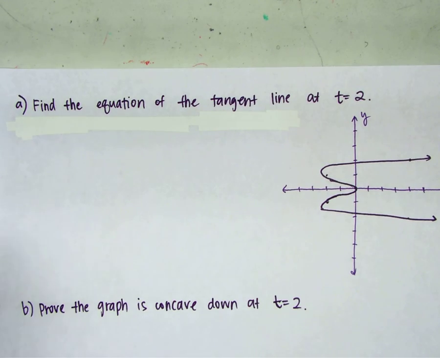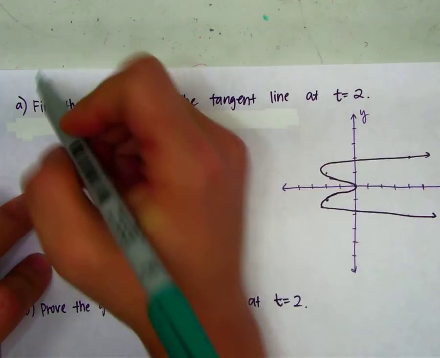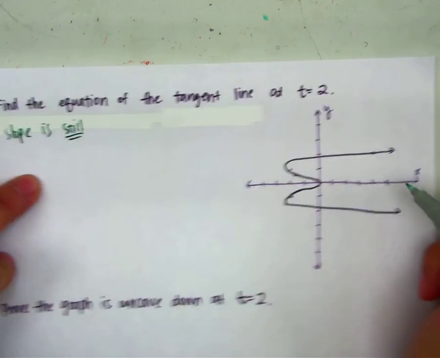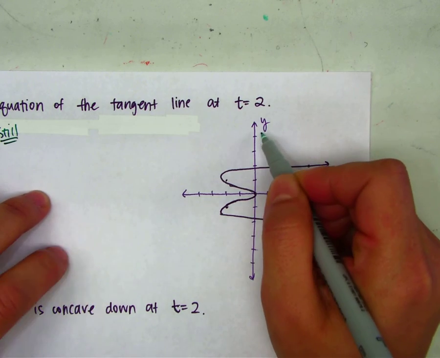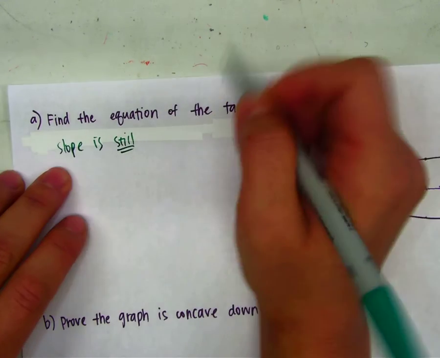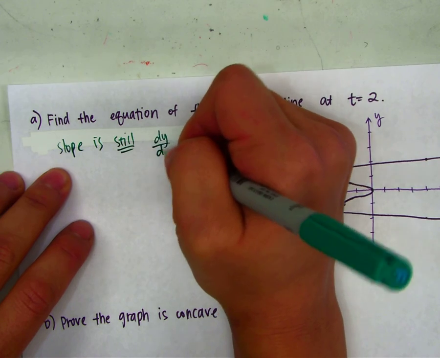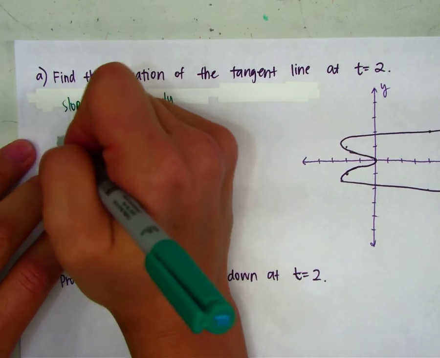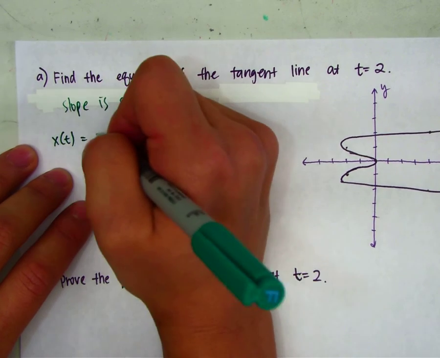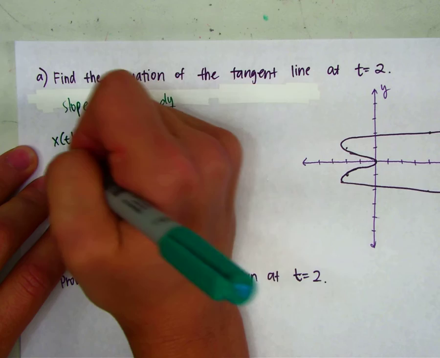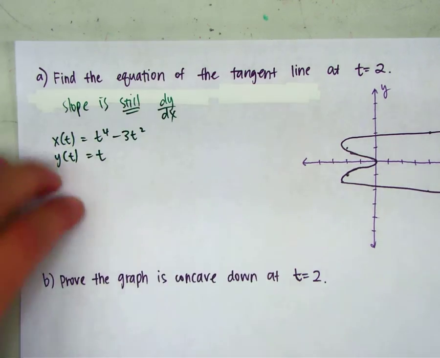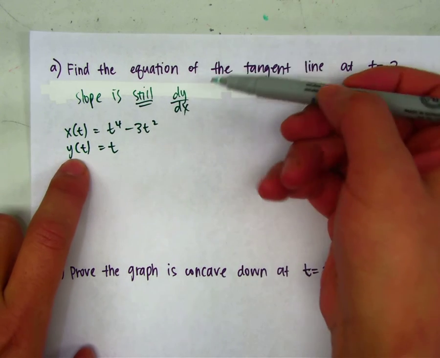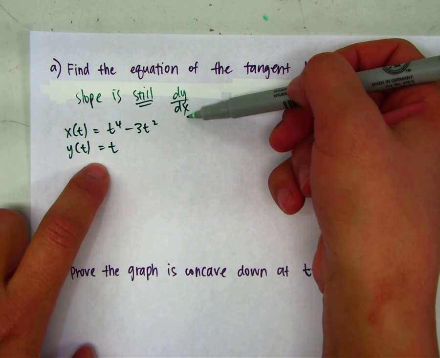Okay? At t equals 2, the equation of the tangent line, the slope. This is still my x-axis and this is still my y-axis. So my slope is still dy dx, but I have x in terms of t currently, and I have y in terms of t. So I don't want to find the derivative of y with respect to x necessarily.